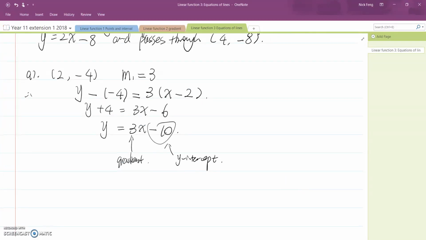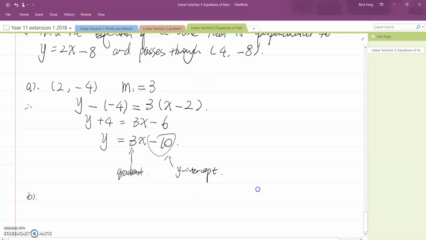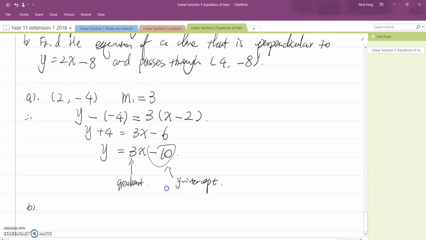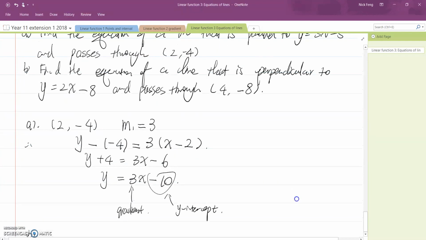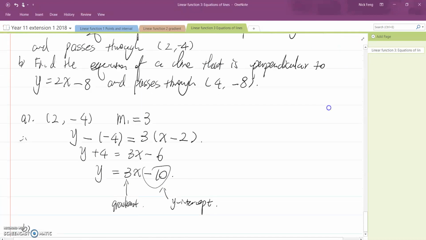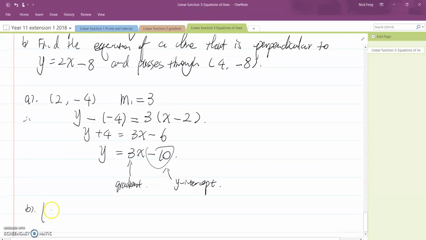Let's continue on the second example. Now, the second example is to find the equation of a line that is perpendicular to y equals 2x minus 8 and passes through (4, -8). In this case, remember, to find any equation of a line, we are using the point gradient formula. We have a point in here already, so that is given, (4, -8).